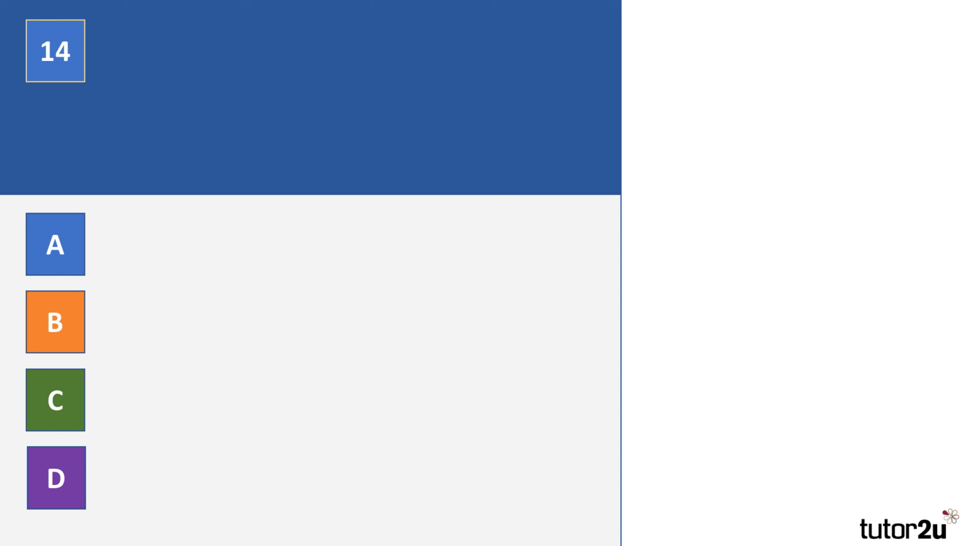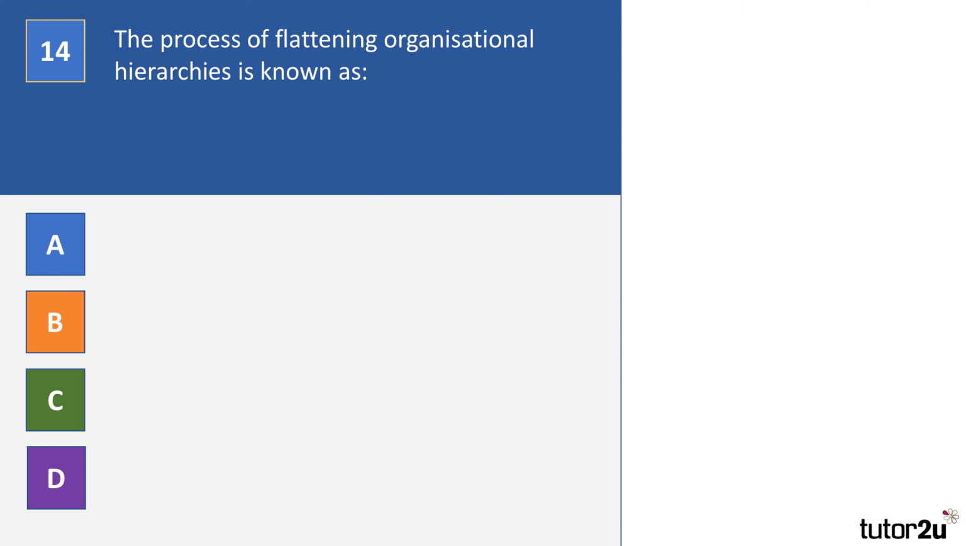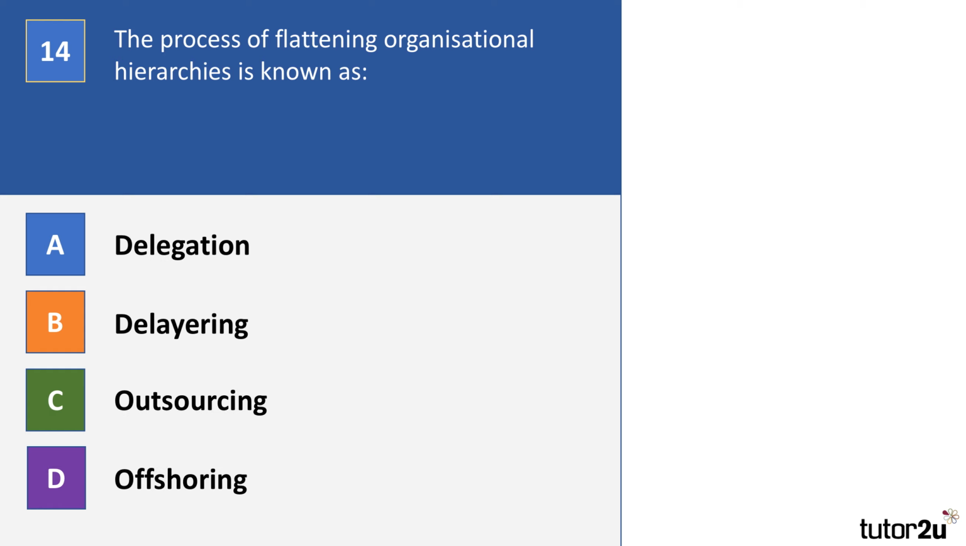Two more to go now. Question 14. A simple, quick one here. The process of flattening organisational hierarchies is known as, which of these four is it? Pause the video, quickly have a think, make your choice.